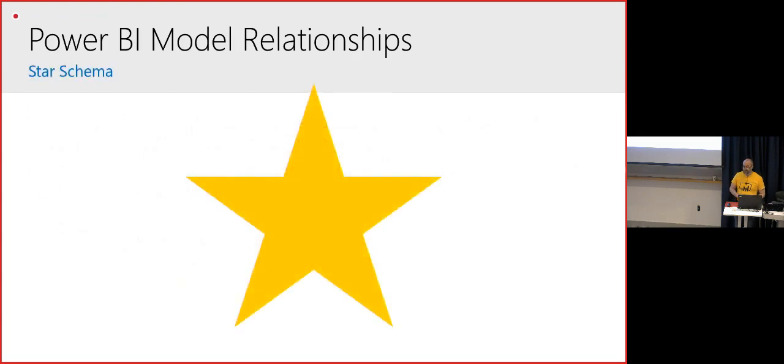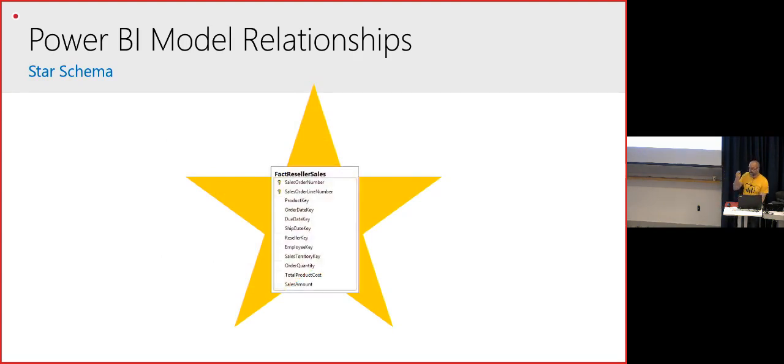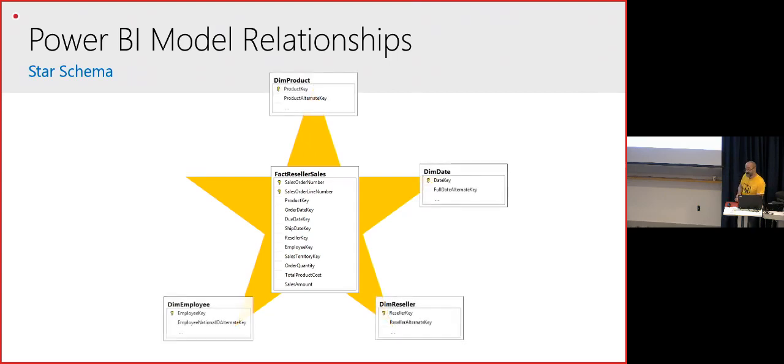All right, so this, of course, is a star. Why is it called star schema? Because in the middle of the star is what we call a fact table. And a fact table, in simplistic definition, stores your business activity, the sales orders. It is the accumulation of your sales activity. Now, the points of the star are what we call dimension tables, like product, date, our resellers, our employees, and our sales territories. If you use your imagination, then you can see that the dimension tables are the points.